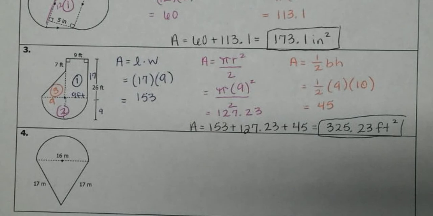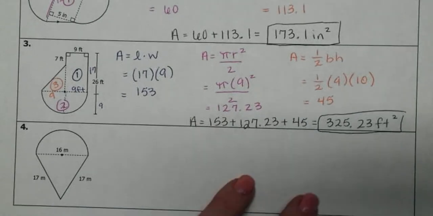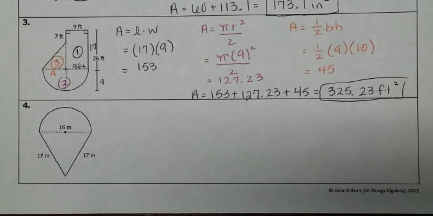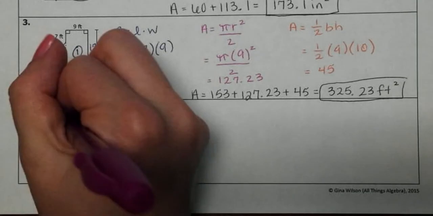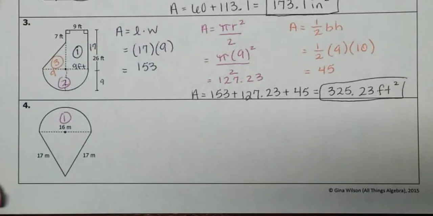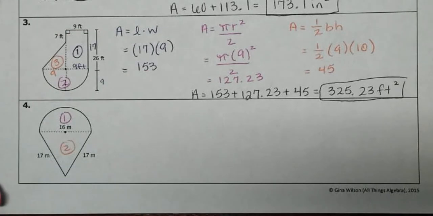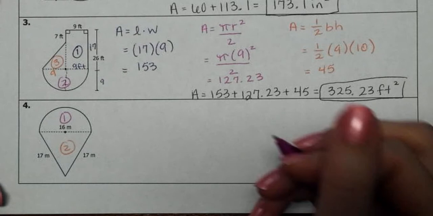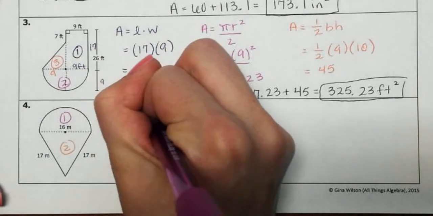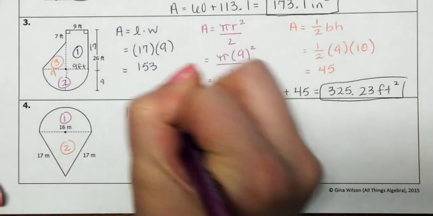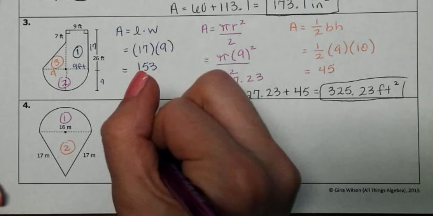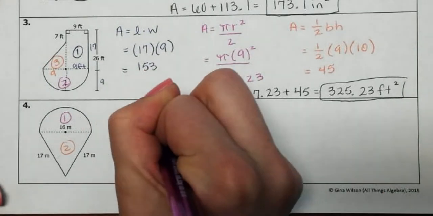Okay, let's look at number 4. Break it apart. This is figure 1. This is figure 2. I'm going to find figure 1 first. So my area is going to be pi r squared, but divided by 2 because it's just a half circle. So I know my diameter is 16, so that means my radius is 8.